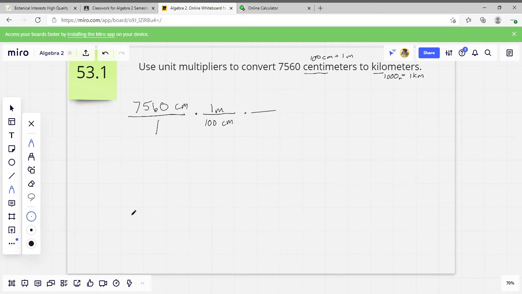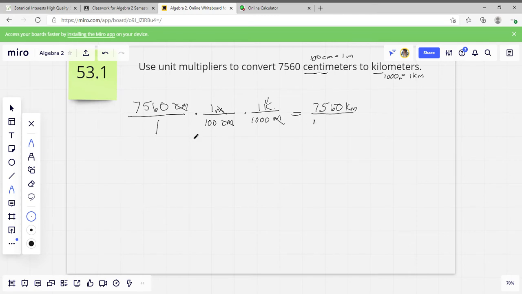And then we'll do that again. And we're going to put 1,000 meters is 1 kilometer. Alright, now we can cancel our units. Centimeters and centimeters cancel, meters and meters cancel, and then we just multiply across. So right here we have 7,560, and the only unit we have left is kilometers. We canceled the rest of them.